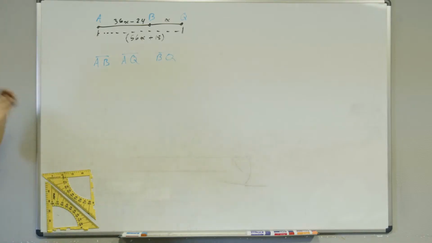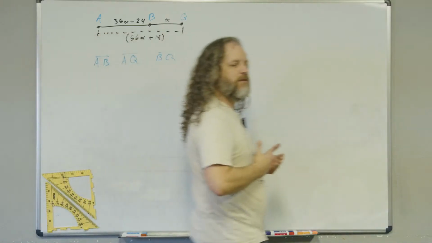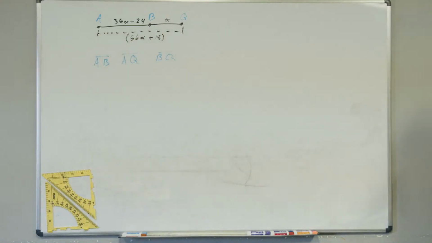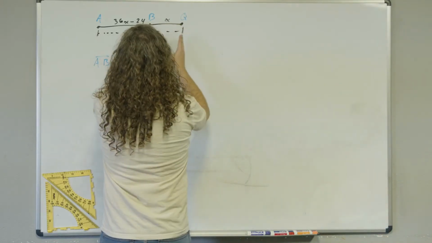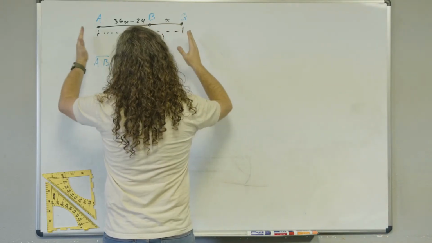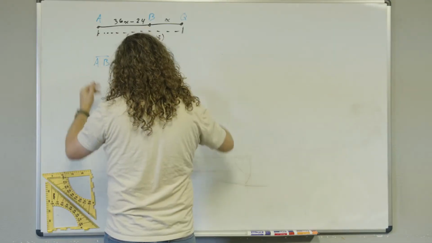This is what I'm talking about: you look at the picture and figure out how these things are related mathematically. How do they connect? What's a theorem that we have that we can use to solve this problem? AB plus BQ equals AQ. Yeah, the 2 little ones add together to get the big one.